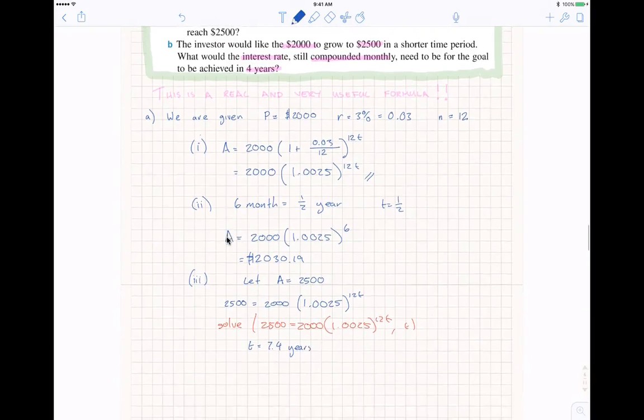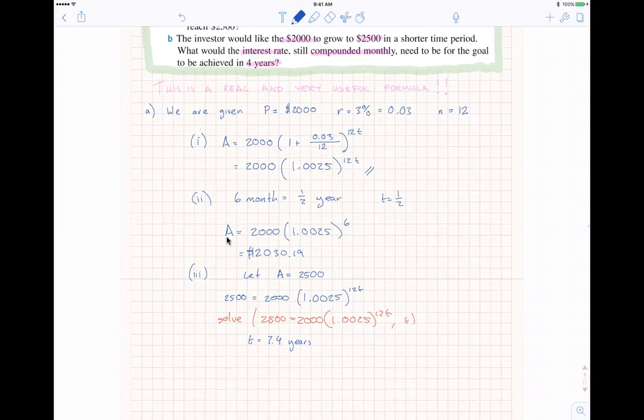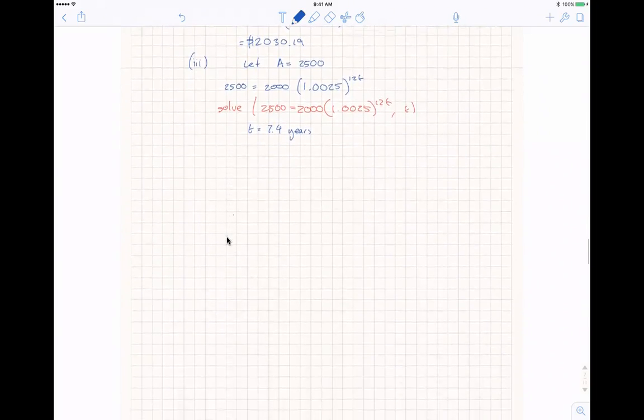For part B, we're going to reverse engineer the question. The investor would like the $2,000 to grow to $2,500 in a shorter time period. Now we're asked to find what the interest rate should be if it's still compounding monthly, if we want to achieve this particular goal in 4 years.